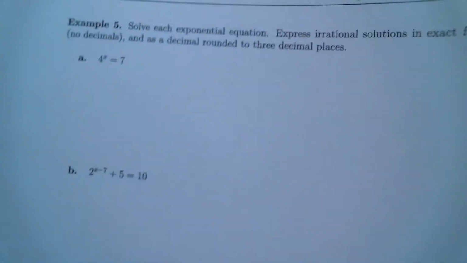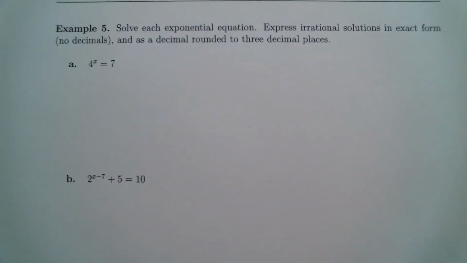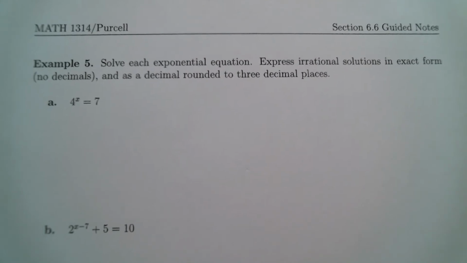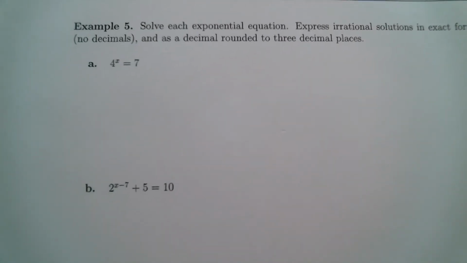In example 5, I have 6 different exponential equations that we are going to solve. So let's start with part A. The directions say to solve each exponential equation and express irrational solutions in exact form, meaning no decimals, and as a decimal rounded to 3 decimal places. So you're used to those directions by now. All right, the first one.